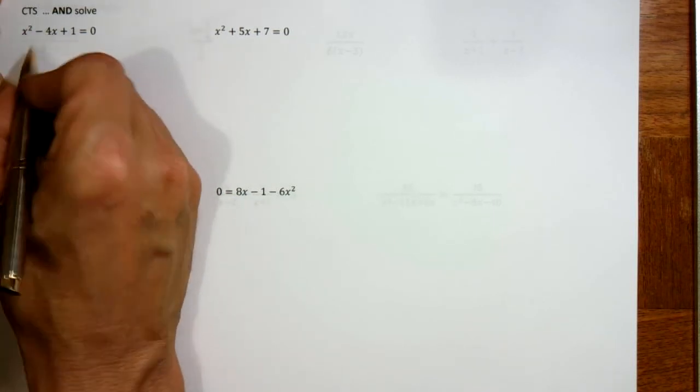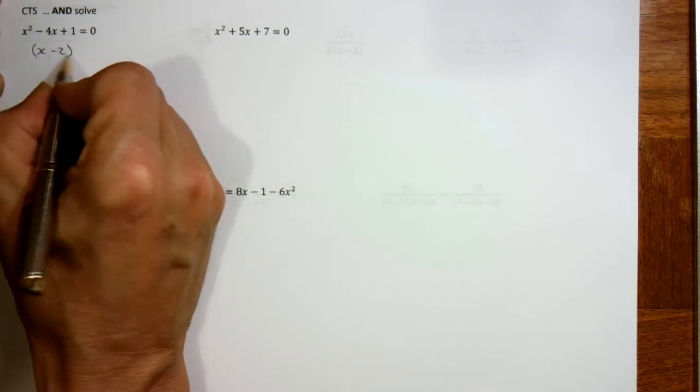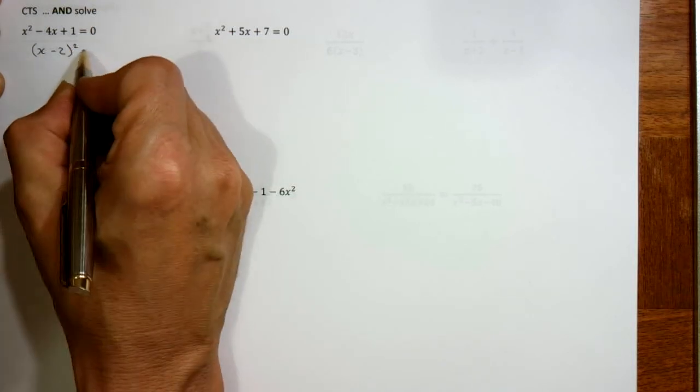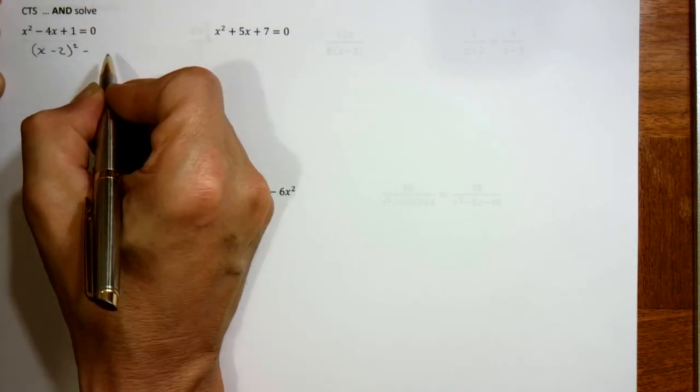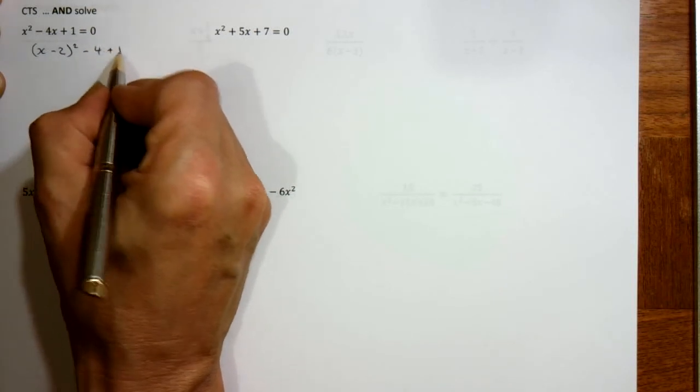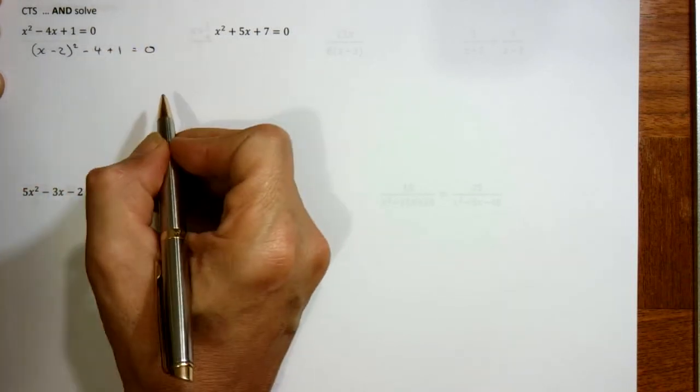So what do we do? Halve this number, put it inside the bracket. It's exactly the same as we did before. Square this number, take it away outside the bracket. Exactly the same as we did before. And then add the 1. It's already there and it's equal to 0.